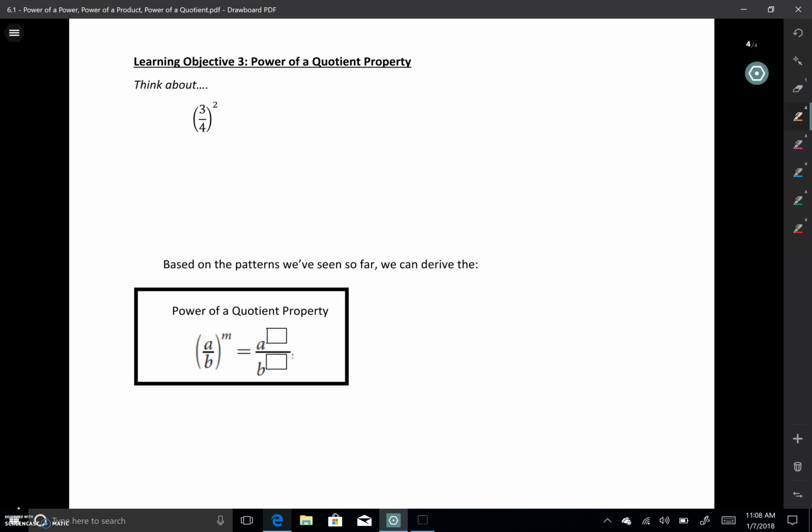No chart here, but I do have an example, and I want to think about 3 over 4 squared. So we've looked at things that have the same base. This is power of a quotient property, but we've seen a to the m over a to the n, and we knew that that meant we took a to the m minus n. Here, though, we don't have the same basis, so we know that it's not going to be something like that. Also, my fraction in itself is being raised to the second power. It's not that each term is being raised to a power.